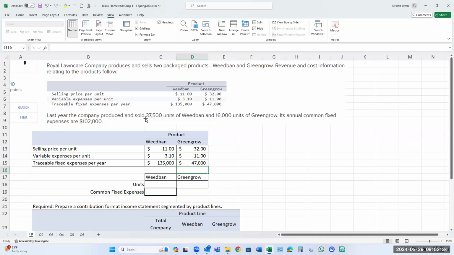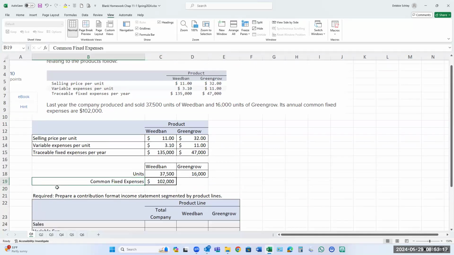Okay, last year the company produced and sold 37,500 units of Weed Ban and 16,000 units of Green Grow. And just as a reminder, you will probably have different numbers than I have, so do your own math. Its annual common fixed expenses are $102,000. So common fixed expenses are expenses that cannot be directly traced back to one product, but both products benefit from this expense. So that's why they are common fixed expenses.